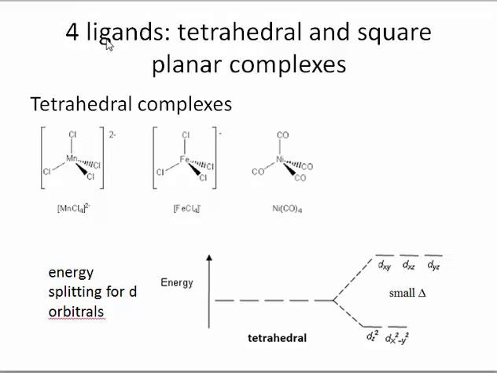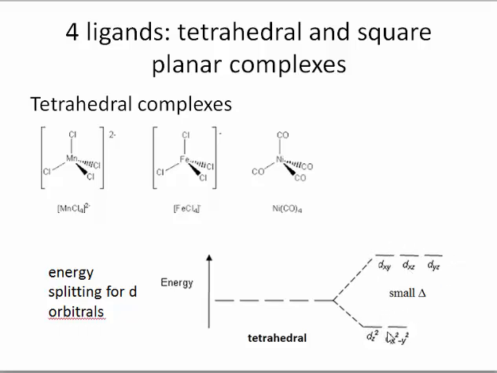Four ligands offers the possibility of forming either tetrahedral or square planar complexes. Tetrahedral complexes, and some pictures are shown, have tetrahedral shapes analogous to methane as seen in GenChem 1. The energy splitting for the d orbitals in tetrahedral complexes can be represented by this diagram. 2 orbitals are stabilized and are lower in energy than the d orbitals. 3 orbitals form a set higher in energy.